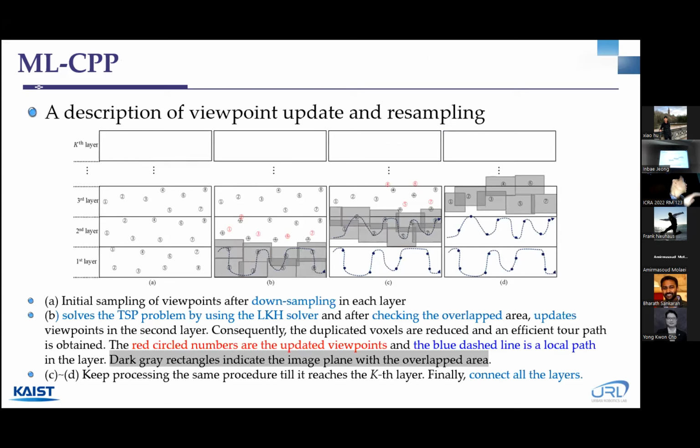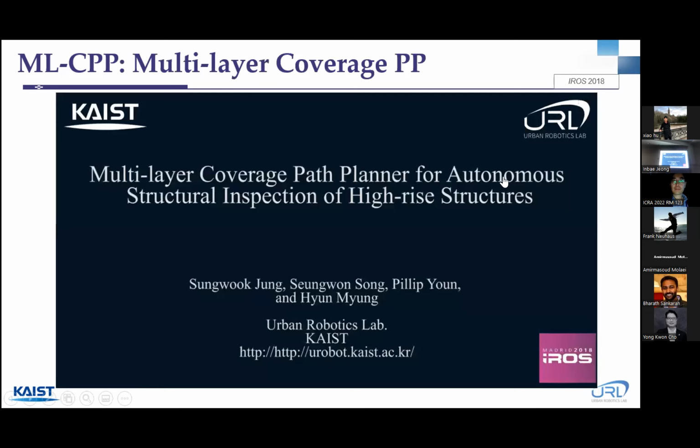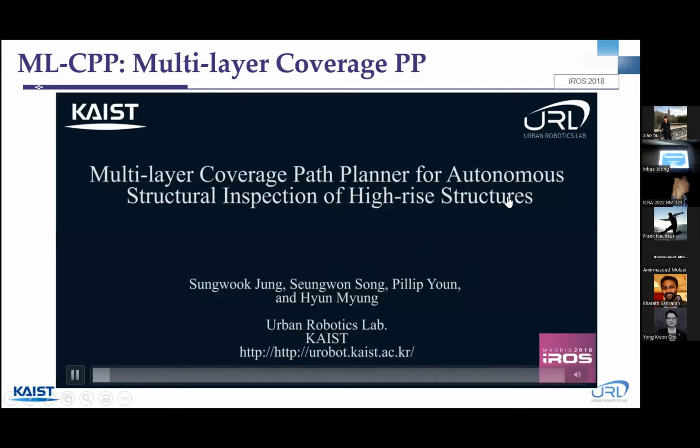So we split the structure layer by layer, and we first have the initial sampling, and then we use the TSP solver to optimize the paths here, and these are the updated viewpoints. So this will affect the second layer. In the second layer, these sampled points will be moved slightly. And again, if we proceed this way, we can cover all the area. So this will be the result.